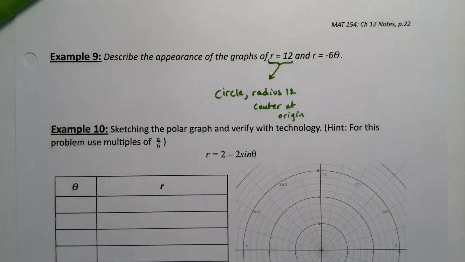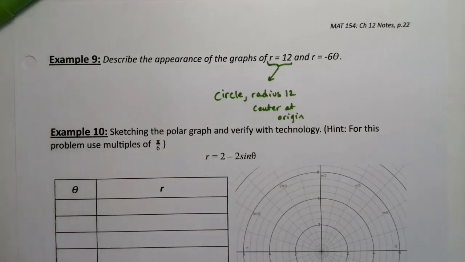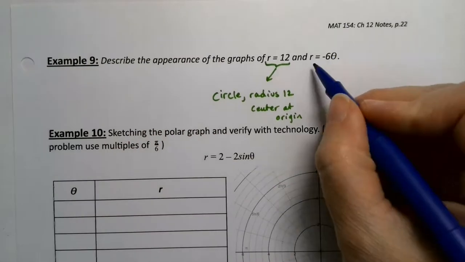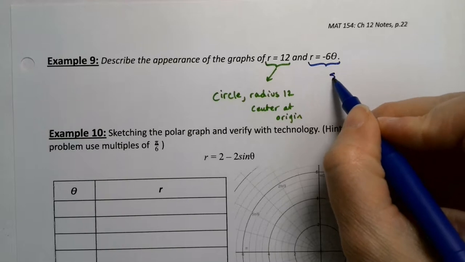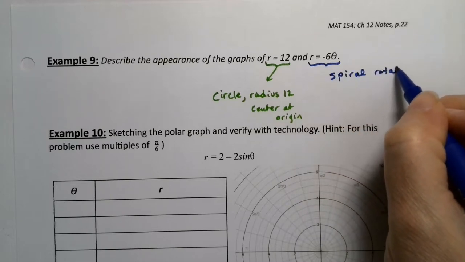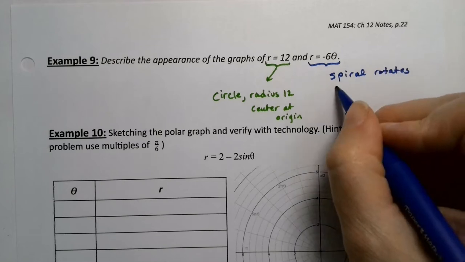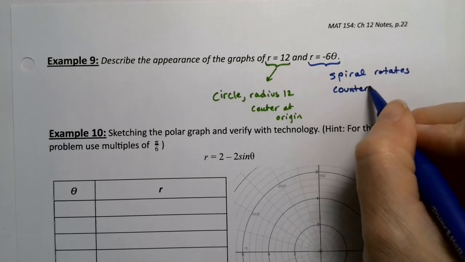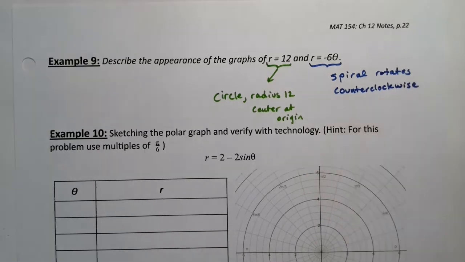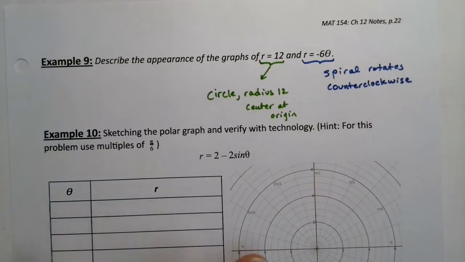All right, now what about r equals -6 theta? Well, we just saw r equals theta creates spirals. And so multiplying it by a constant isn't really going to change that. It's still going to be a spiral. It's a spiral that rotates counterclockwise, but it's going to start off a little bit differently than the last one.